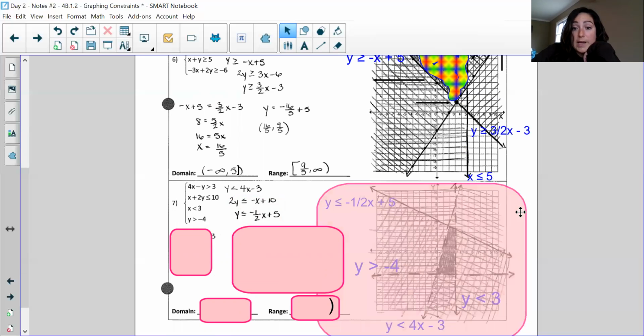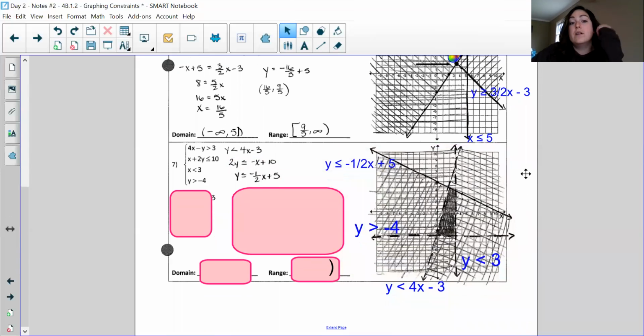So we graph our lines. We have y is less than 4x minus 3, y-intercept of negative 3, slope of 4, and a dashed line because it's less than, and everything shaded below because it's less than. y is less than or equal to negative 1/2 x plus 5 has a y-intercept of 5, slope of negative 1/2, less than or equal to, so solid line, everything shaded below because it's less than or equal to.